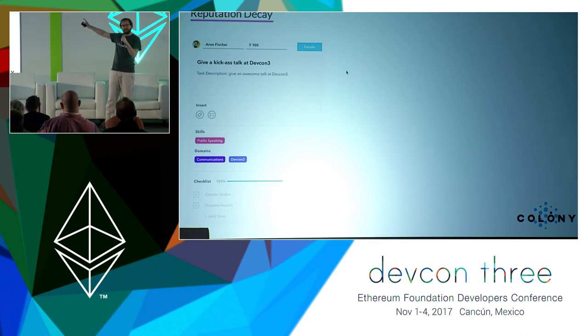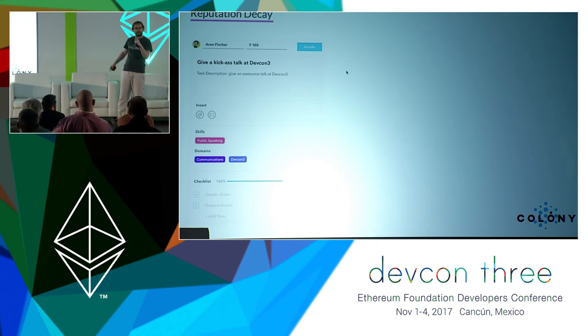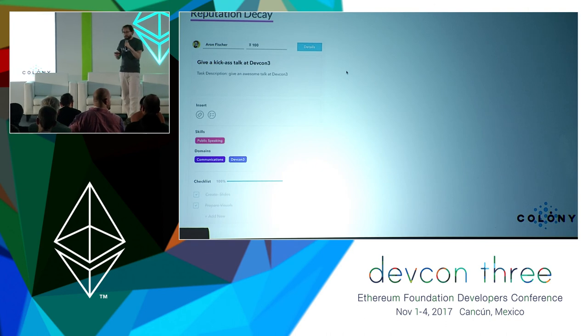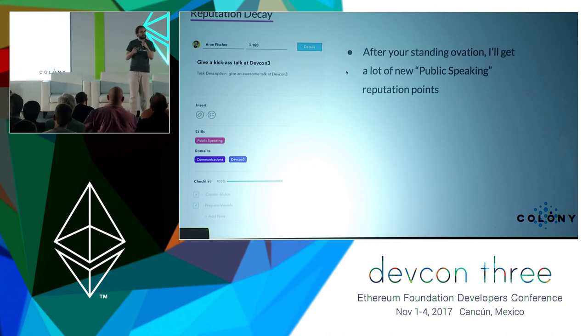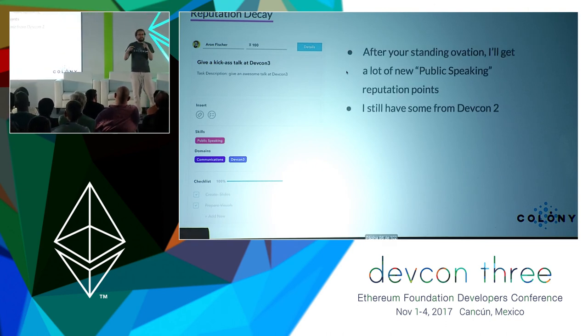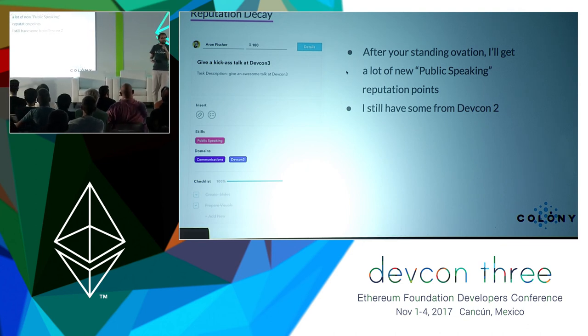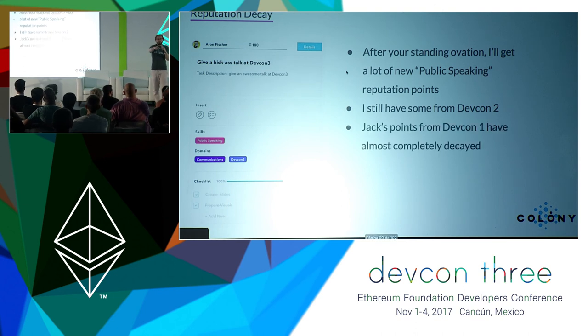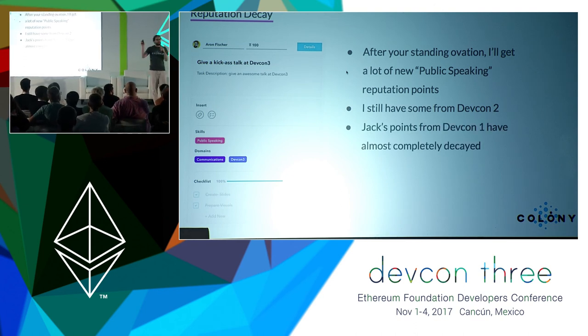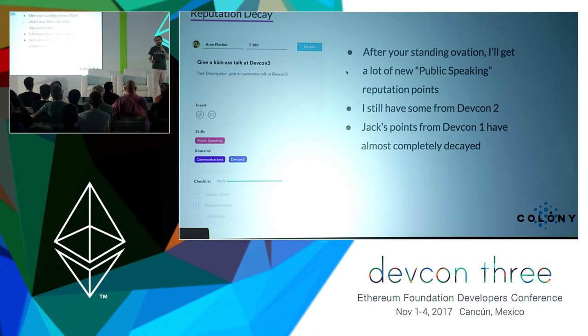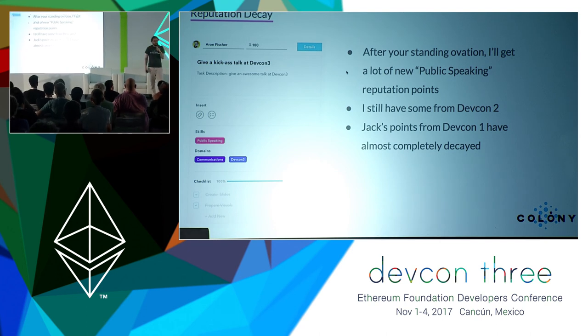So back to the task that I'm working on right now. When I upload the video of your standing ovation, I'll get points for that. For the talk last year at DEFCON 2 with Elena, I still have some points because that was relatively recent. Jack right here gave a talk at DEFCON 1. His points have completely decayed away. If he wants, somebody should really come up here and tell us some more about Colony soon.